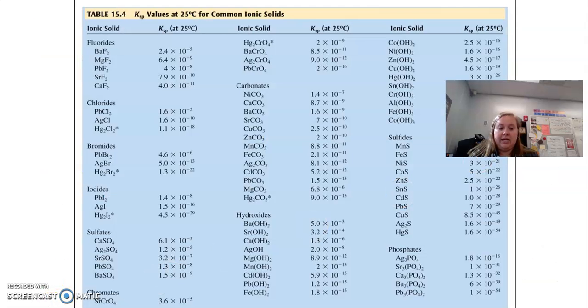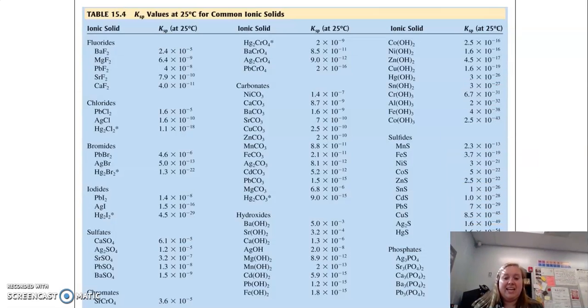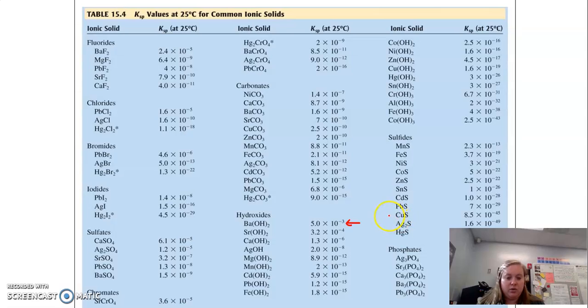All right, so this slide is looking at different Ksp values for various compounds, and you'll notice that we have some Ksp values that are quite small. For example, this one right here for barium hydroxide is quite small, but then if you look at something like this one for silver sulfide, you have a number that's times 10 to the negative 49th. That is incredibly small. And so as you're looking at this chart, you can see that your solubility product that you calculate can have a wide range of numbers.